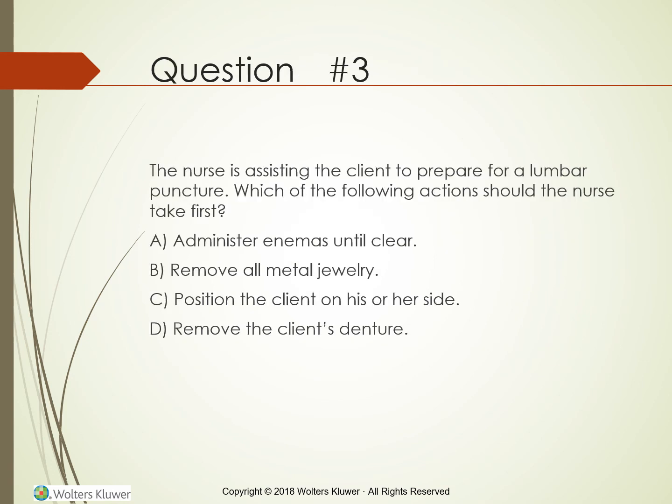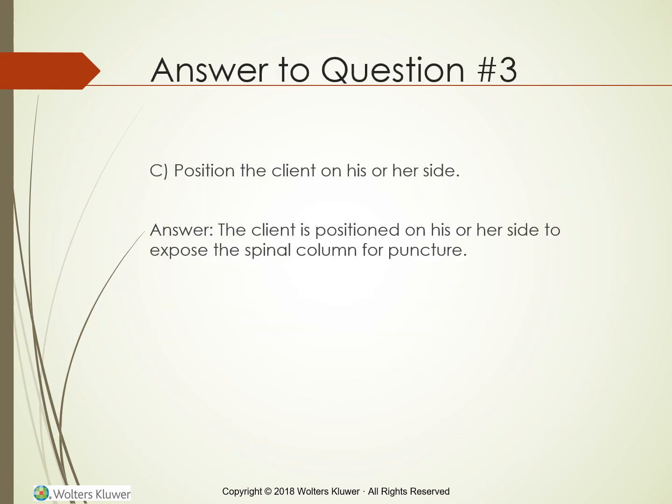The nurse is assisting the client to prepare for a lumbar puncture. Which of the following actions should the nurse take first? Administer enemas until clear, remove all metal jewelry, position the client on his or her side, or remove the client's denture. The answer is position the client on his or her side. The client is positioned on his or her side to expose the spinal column for puncture.